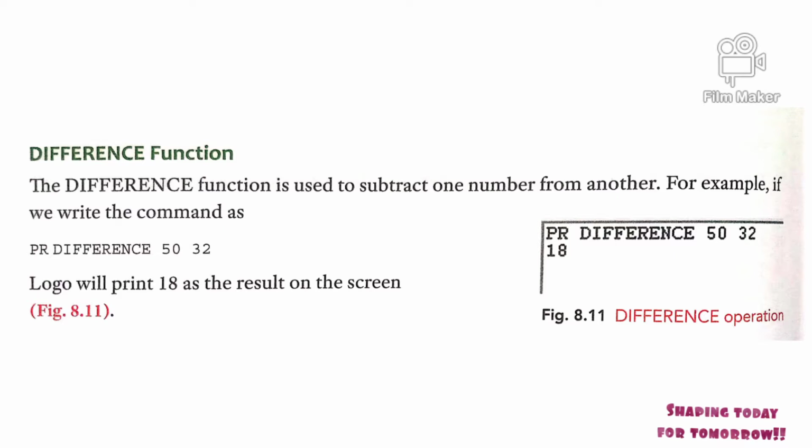So students, this is the difference operation. This is how it will look. So it is PR difference, then a space, then 50, then again a space, and then 32. So students, we are talking about the difference. So what will happen? It will just subtract 32 from 50. Okay, so we will get the result 18. So it will print 18 on the main screen.